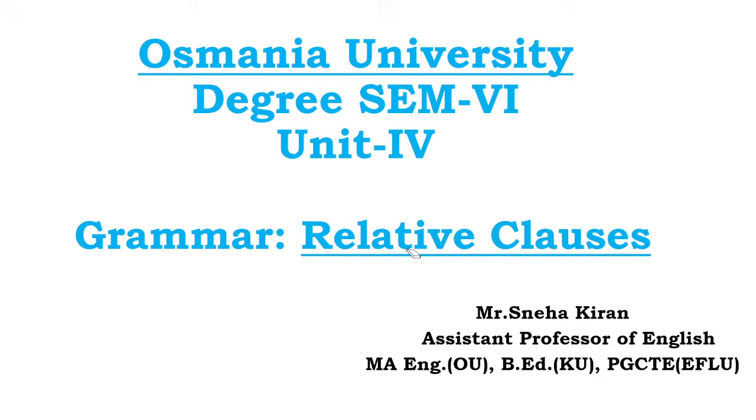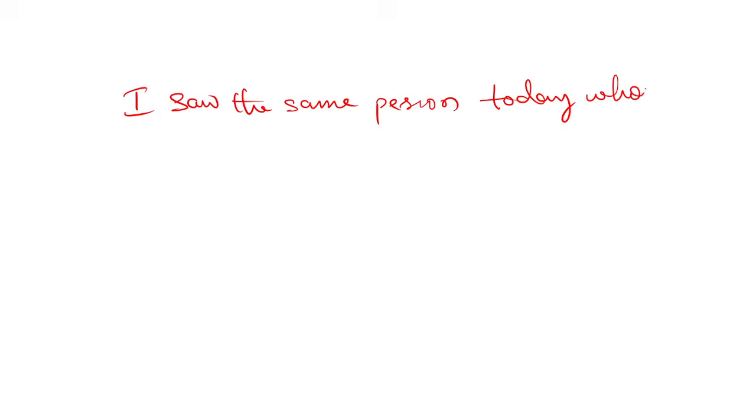So before getting into the relative clauses, you first must understand what you mean by a relative word here in English. Let me give you one small example. Okay, so let us say: I saw the same person today whom I saw yesterday. This is a normal sentence we have.